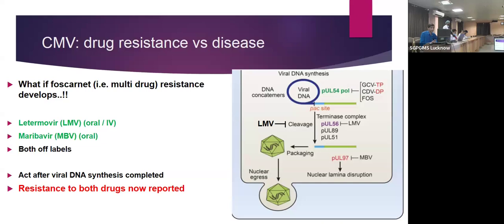Now, these two drugs have been developed and they are reserve drugs also, letermovir and maribavir. Actually, they don't attack the genome. They act after DNA synthesis is completed, and they attack the packaging and nuclear targets. They stop the packaging of the viral genome and stop the creation of active viral particles. And maribavir actually stops the egress from inside the nucleus. The viral particle cannot come outside the nucleus and cannot get into the circulation. In this way, these act when the genome has been mutated, but resistance is also reported with these two drugs.